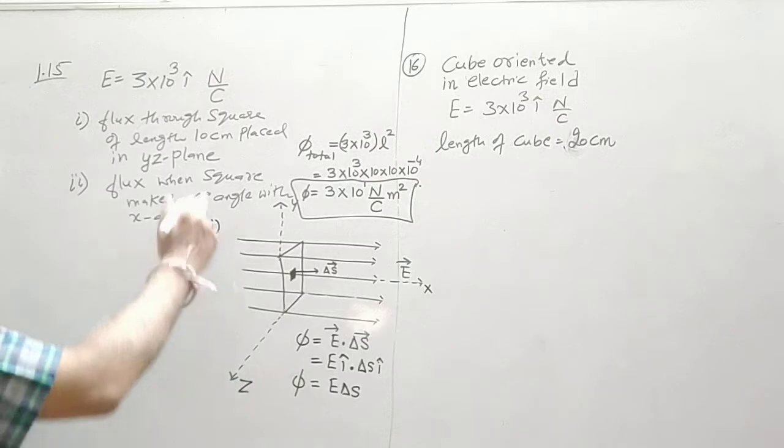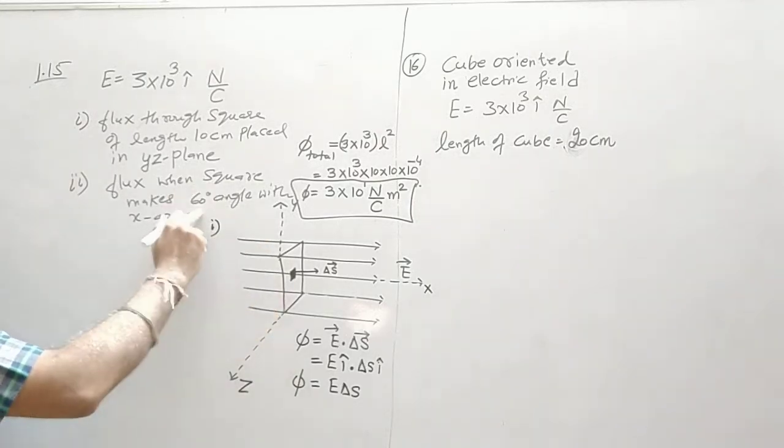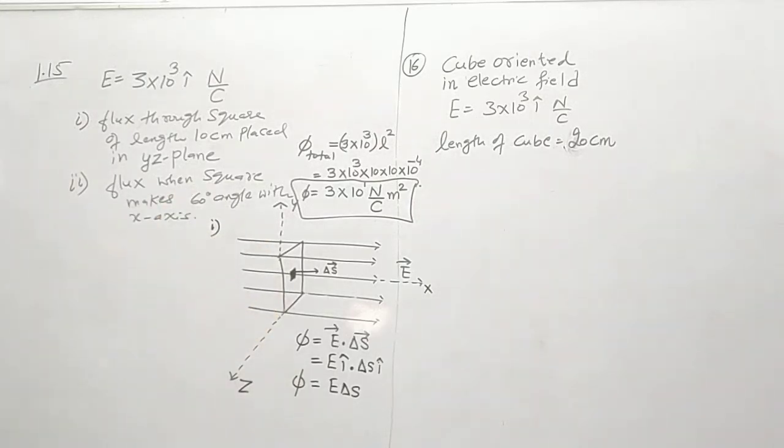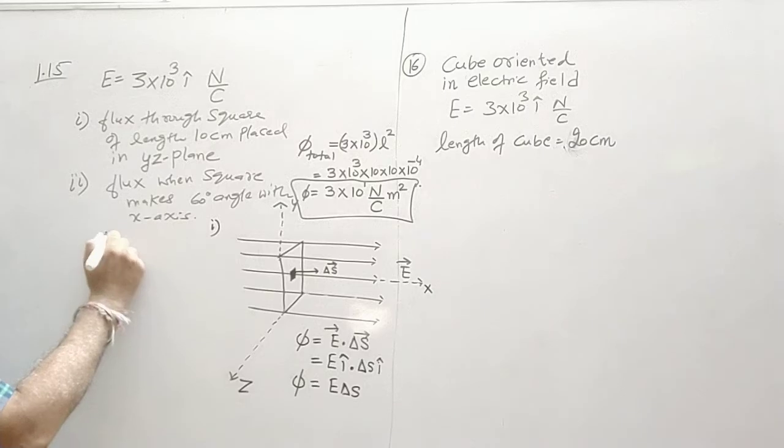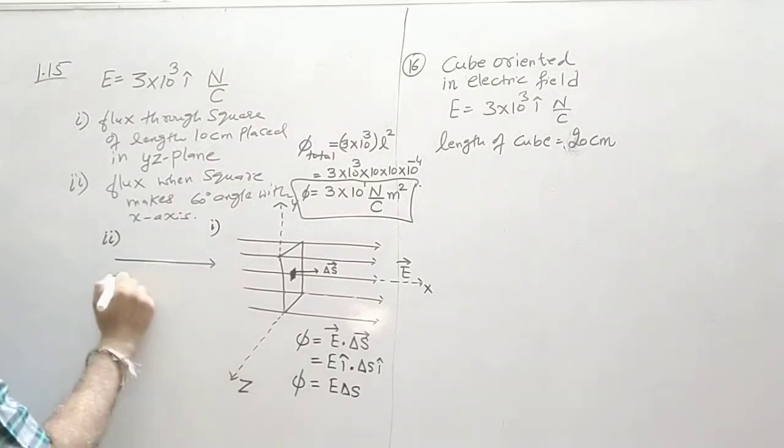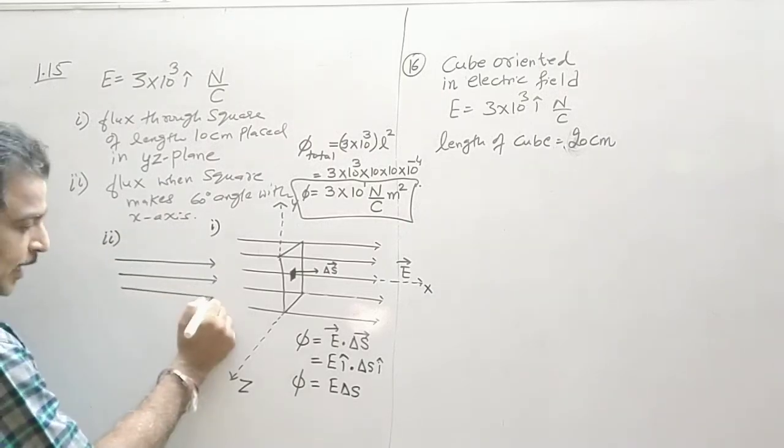Now in the second part, again this square makes an angle of 60 degree with the x-axis. So for the second part, again I draw the electric field lines, which is fixed along the x-axis.